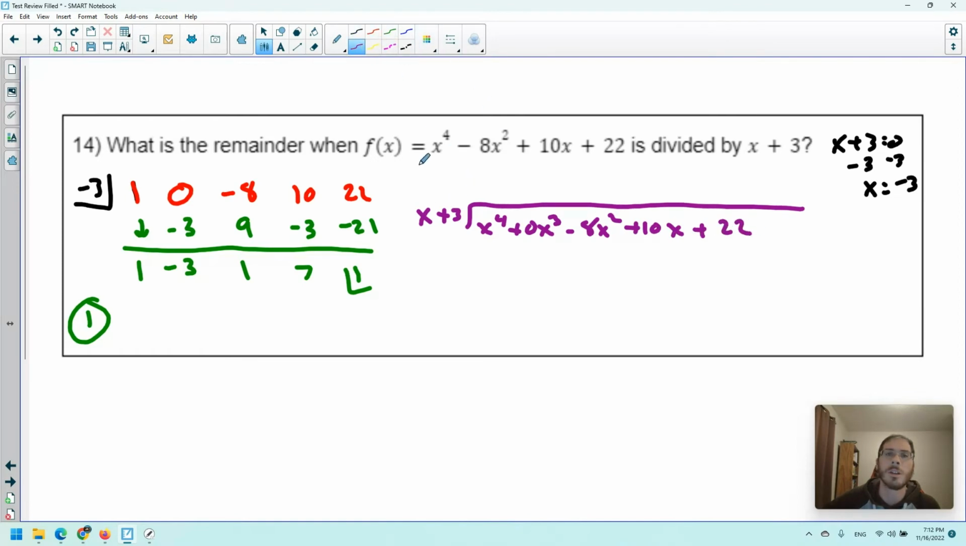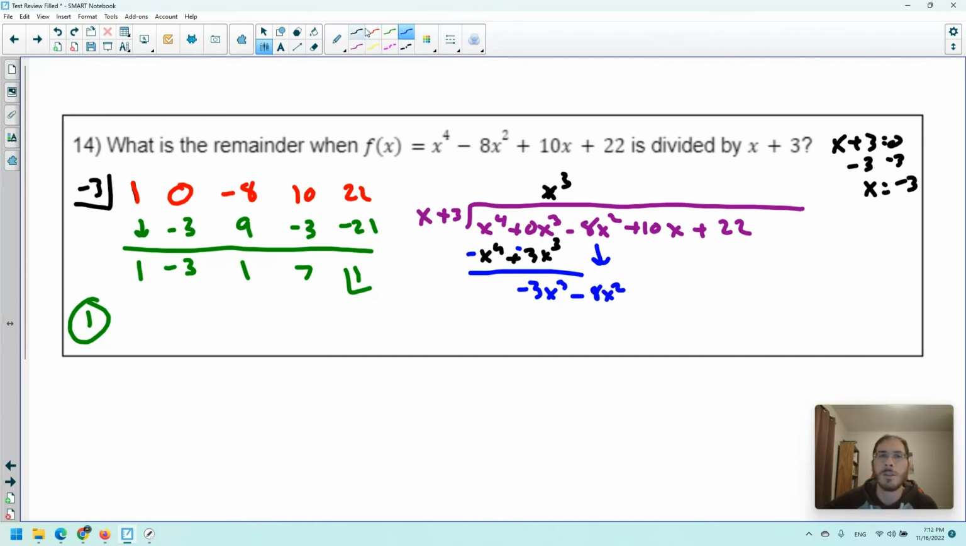We think, all right, to get to x to the 4th, I have to multiply by x to the 3rd. So x to the 3rd times x is x to the 4th. X to the 3rd times 3 is 3x to the 3rd. We want to subtract them, so we switch the signs. So we get negative 3x to the 3rd. I'm going to be lazy and only drag down 1.